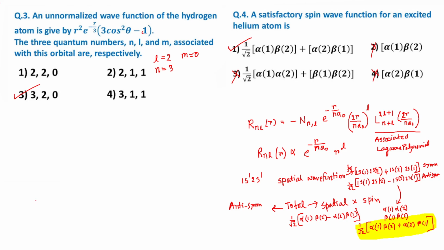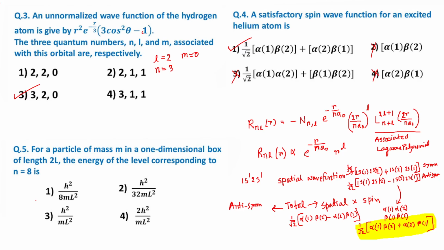Anyway, let us see what the next question is. The next question is easy: for a particle of mass m in a one-dimensional box of length 2L, the energy level corresponding to n equal to 8. First of all, suppose there is a particle in a box, what is the energy? We know that for a length of L, it is n square h square divided by 8 m L square. When the box length is L. Now here they are saying the box length is 2L.